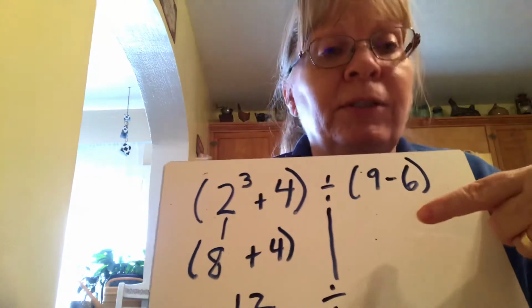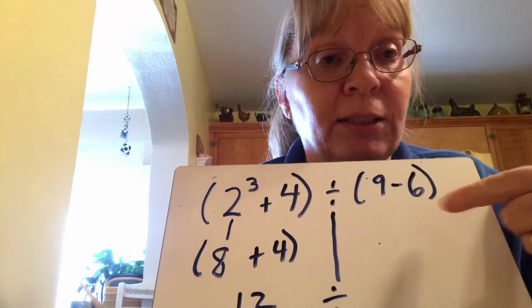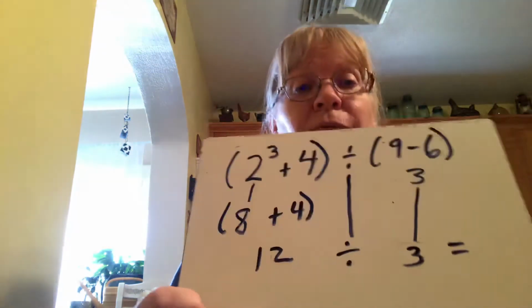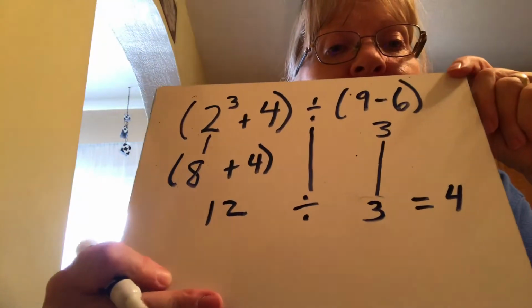Then I can bring down the division sign. But then I have to go back up, and let's see, I have this parentheses, 9 minus 6, which is 3. And then I'll bring that down. And then we have 12 divided by 3, which is 4. Okay? 12 divided by 3 is 4.